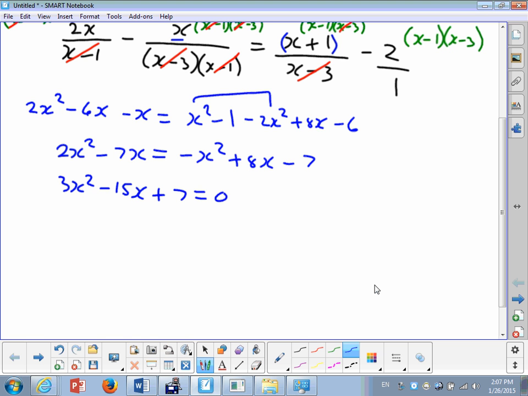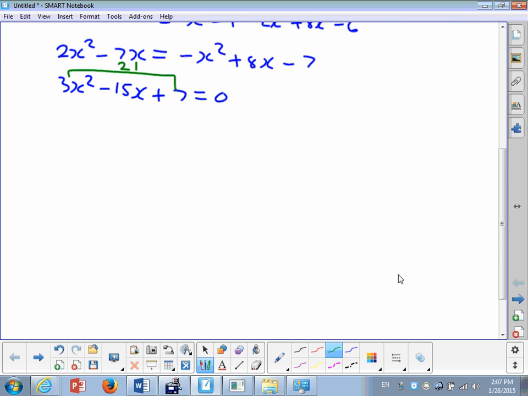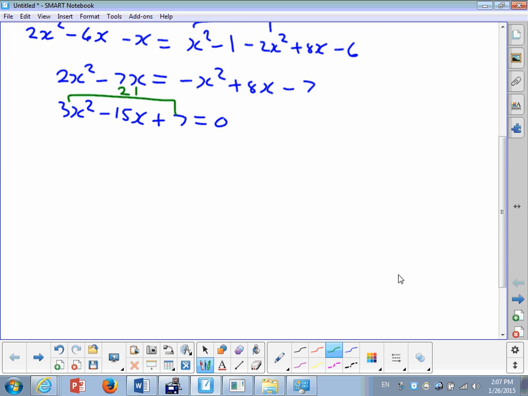Now I'm going to see if this thing can factor. So this is my decomposition type of factoring. What two numbers multiply to 21 but add to 15? There is 3 and 7, but they don't add to 15. 21 and 9, they don't add to 15 either. So looks like I'm going to have to use my quadratic formula. So if something doesn't factor in the first 30 seconds, I just go to my quadratic formula.